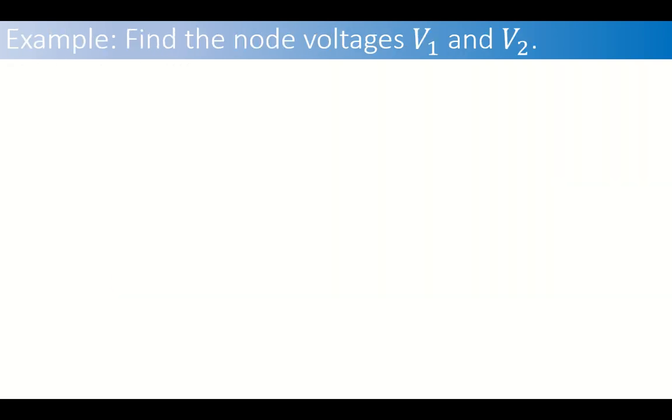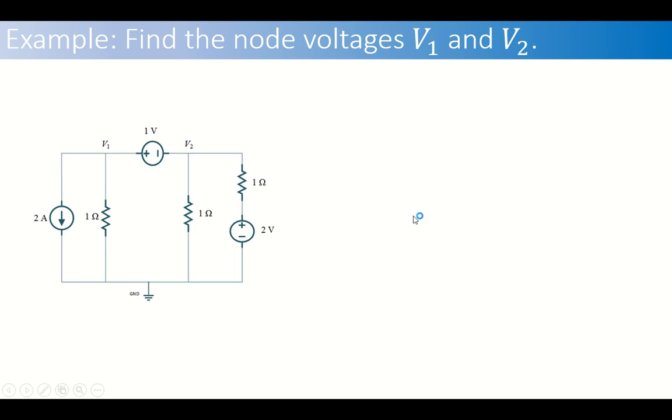So let's see another example. Find the node voltages V1 and V2. This is the given circuit. You can see that here again there are two voltage sources involved, and there's one current source. So we want to find V1 and V2. Again, remember, to find the voltages V1 and V2, these are non-reference voltages, so we must assign the current direction in each branch. We can use the passive sign convention to assign the current directions.